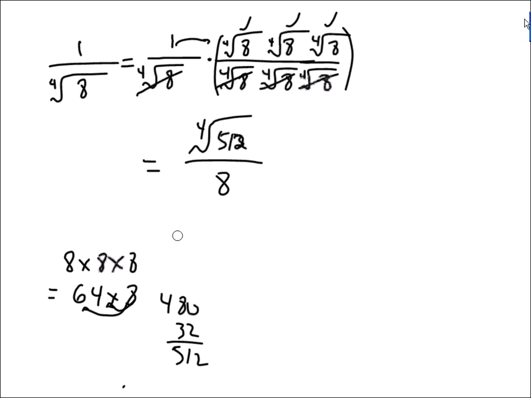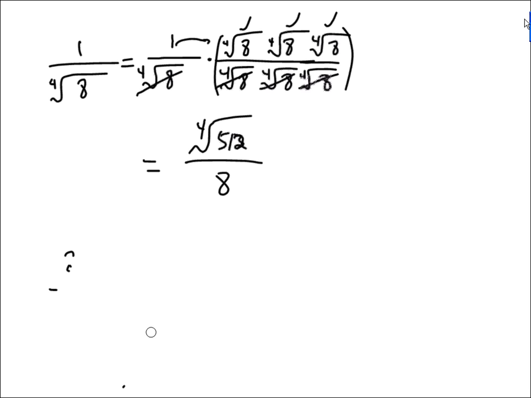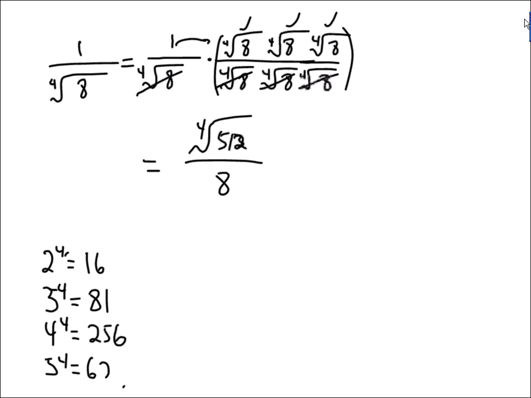What's the largest number on the fourth root table that goes into 512? 512 is a big number. 2 to the fourth is 16. 3 to the fourth is 81. 4 to the fourth is, I think, 256. 5 to the fourth is 625. And for a lot of you, that would have been very, very hard. But fortunately, we hit on it. If you double that number, you get 512.